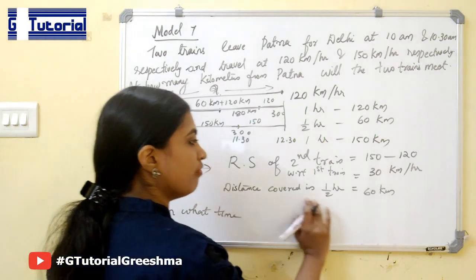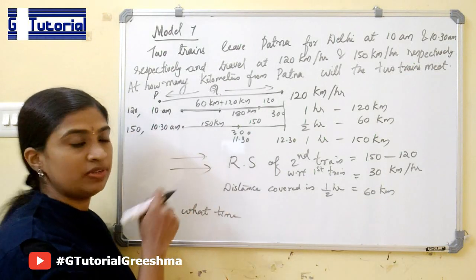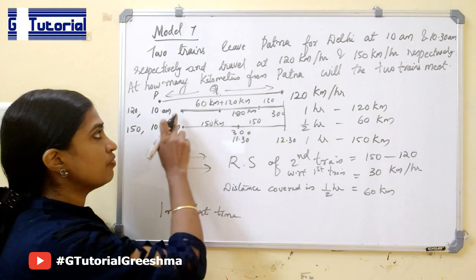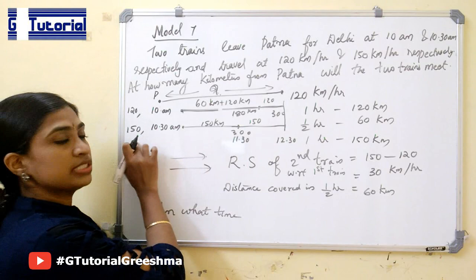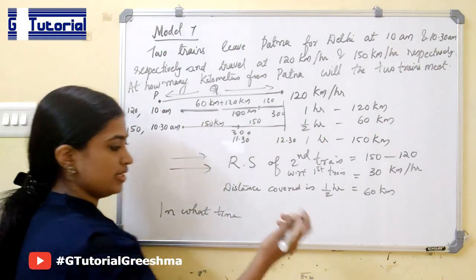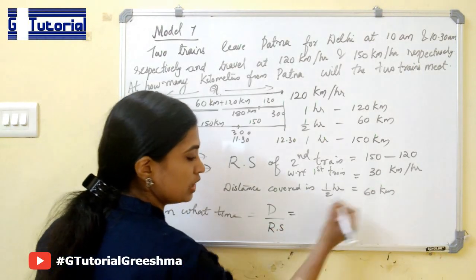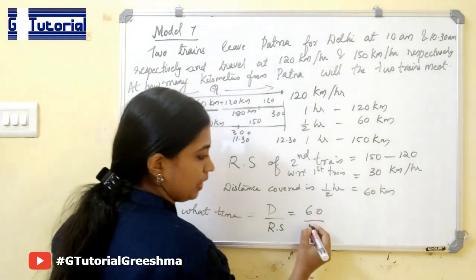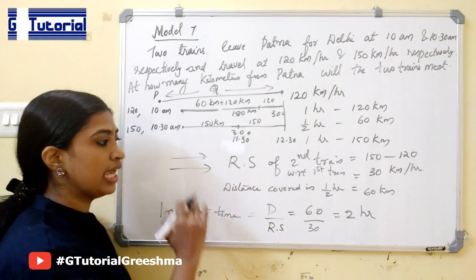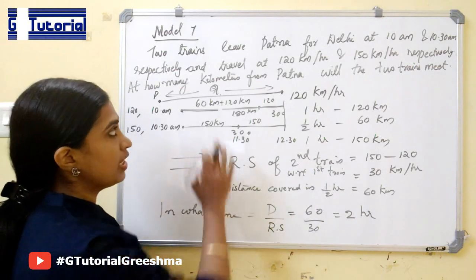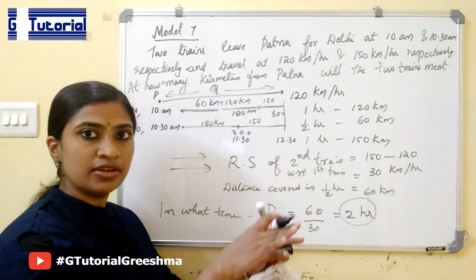Then in what time is the 60 km covered by the second train, which has just started now, because the first train has already covered 60 km, and in what time will the second train gain that distance? Time is equal to distance by speed. Here speed is relative speed. So distance is 60 and relative speed is 30. So it's 2 hours time. The second train will gain that 60 km. And we are asked to find the distance. So in 2 hours time, both trains will meet.